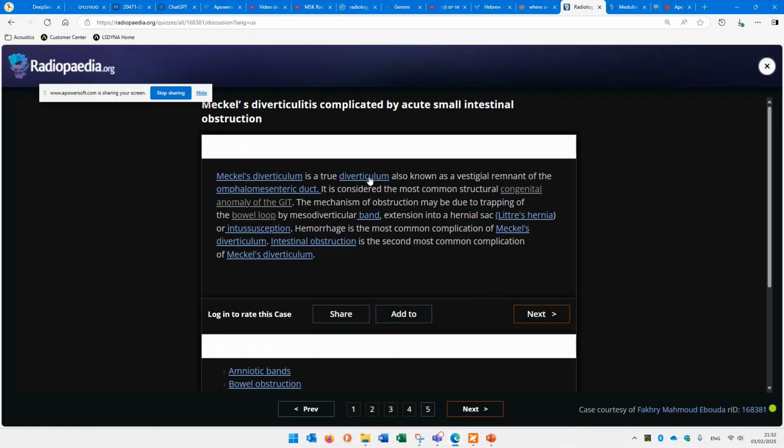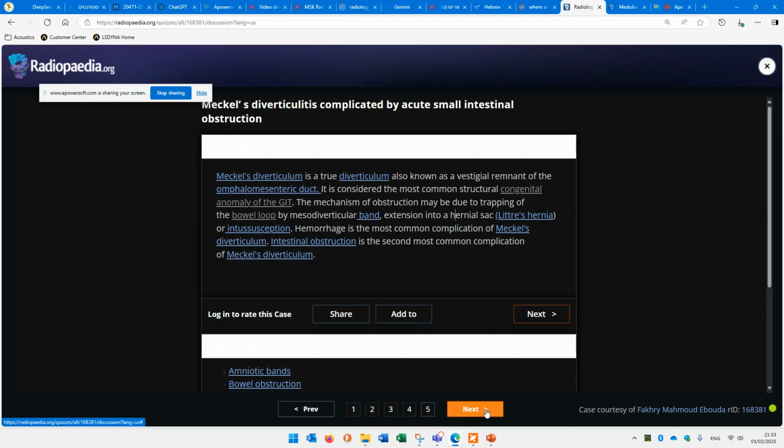So Meckel's diverticulum is a true diverticulum, also known as vestigial remnant of the omphalomesenteric duct. It is considered the most common structural congenital anomaly of the GI tract. The mechanism of obstruction may be due to trapping of bowel loop by mesodiverticular band, extension into a hernia sac, Littre hernia, or intussusception. Hemorrhage is the most common complication of Meckel's diverticulum. Intestinal obstruction is the second most common complication.